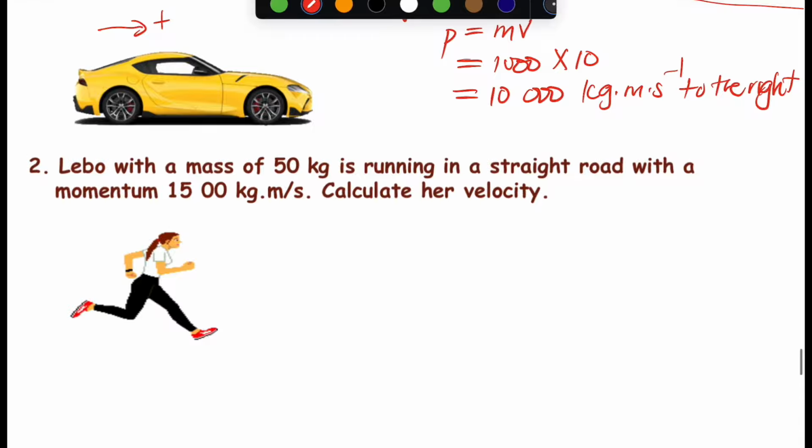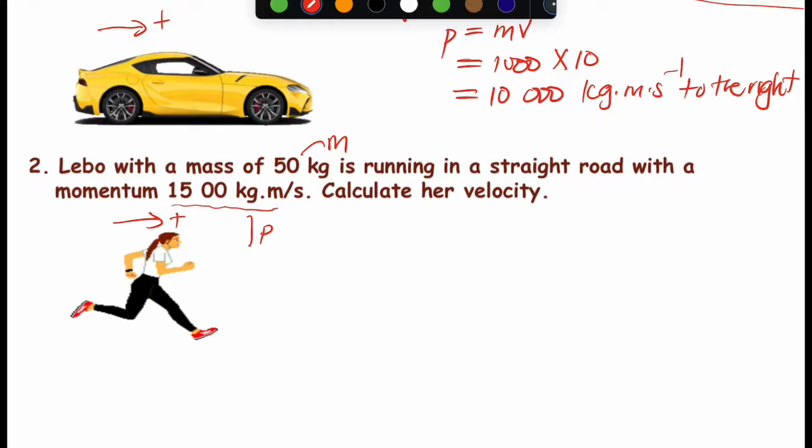Let's look at the following question. It says Lebu with a mass of what? 50 kg. That's the mass. It's very important to note your data. Running on a straight road with a momentum of what? 1500. So this is the momentum, it's P. And then we choose Lebu's direction as positive. She's going to the right. And now the question says calculate her velocity.